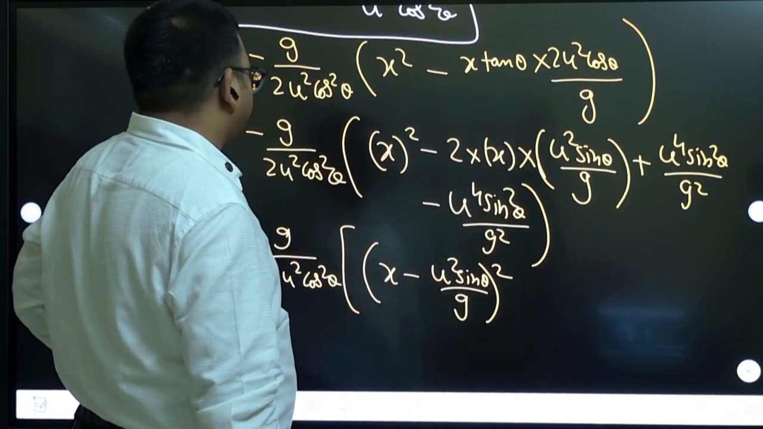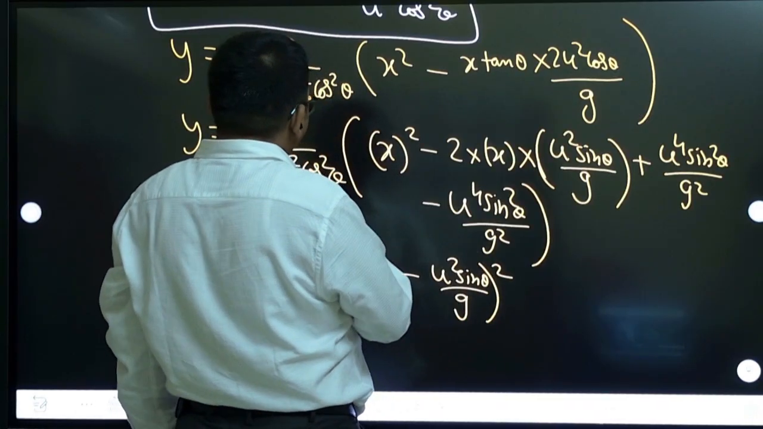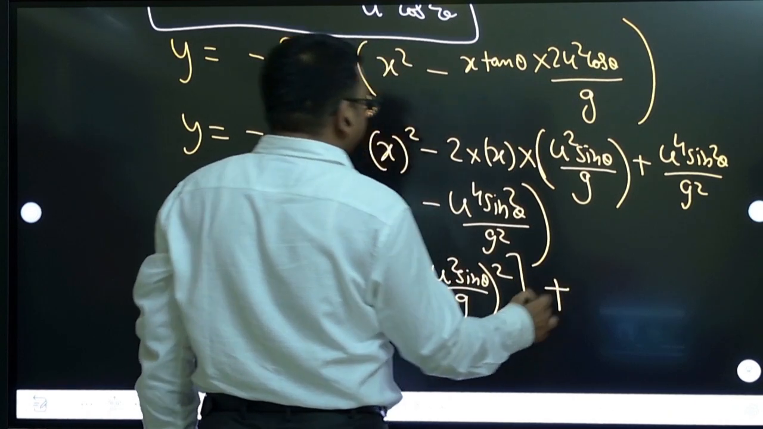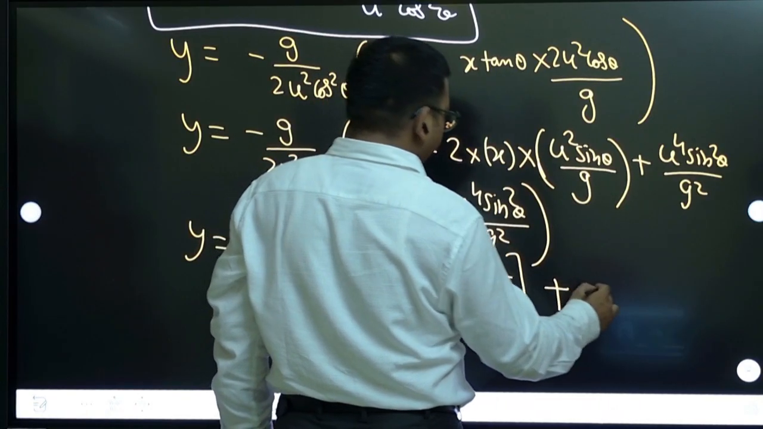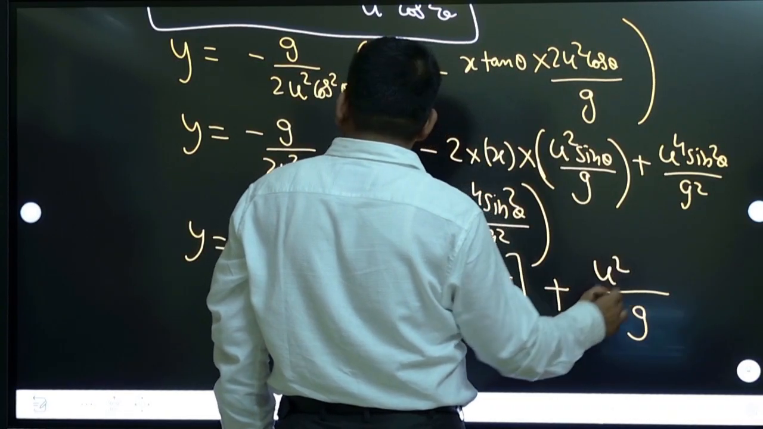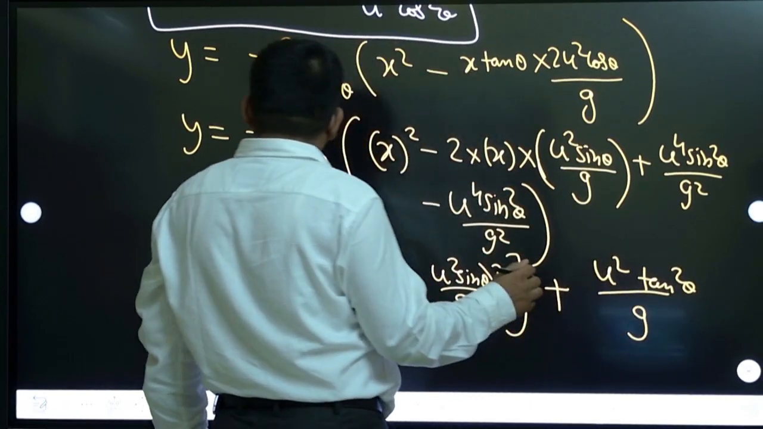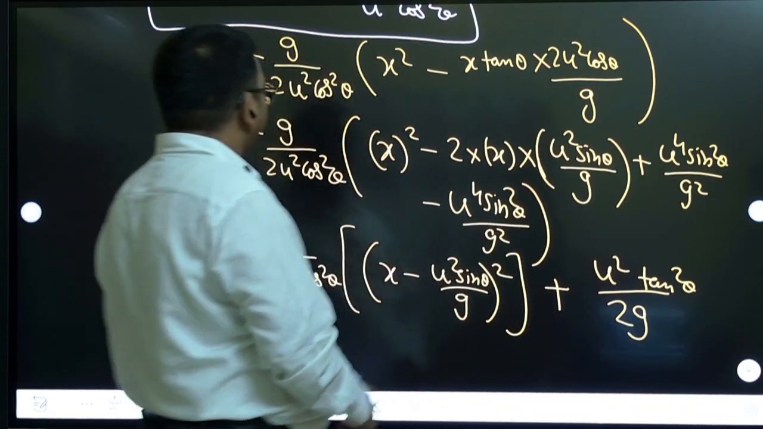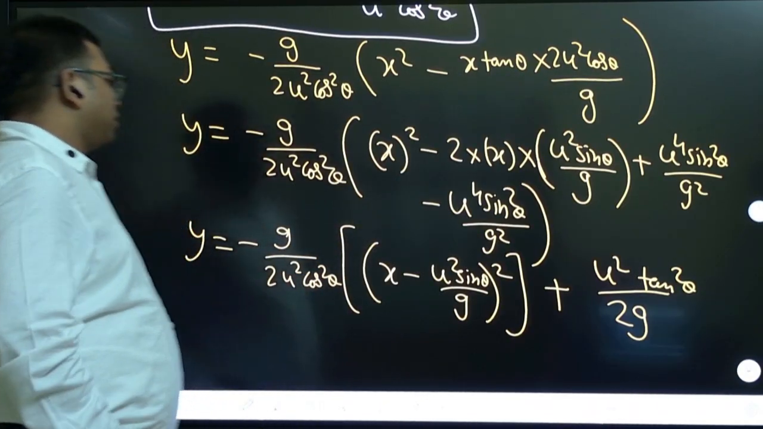Yes, (u square sin theta by g) whole square. And this I will open this bracket. So if I open this bracket, minus minus will become plus. Some factors will get cancelled. G factor will remain here. U square will remain here. Sin square by cos square will become tan square. Then 2 will remain in denominator. G got cancelled. U square will remain. Yeah, that's what it is.